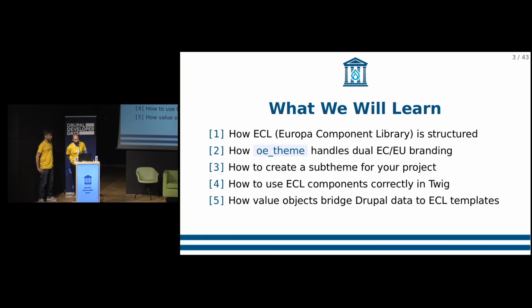The presentation is structured in 5 sections. First, we're going to see how the ECL Europa component library is structured at the package level, and how the OE theme handles the dual branding. The European Commission and the European Union have 2 different brandings, so we need a way to switch this. Then how we can create the sub-theme, and how you use the ECL components correctly in Twig. And also a very interesting feature of OE theme, which are the value objects that bridge the Drupal data and the ECL templates.